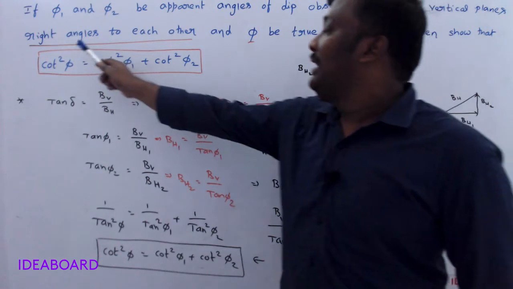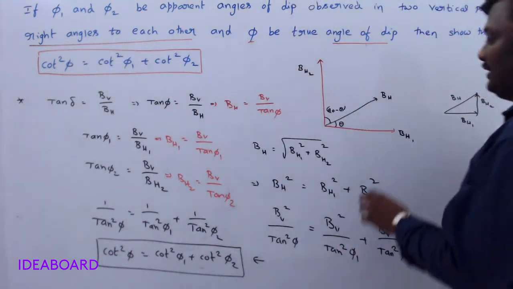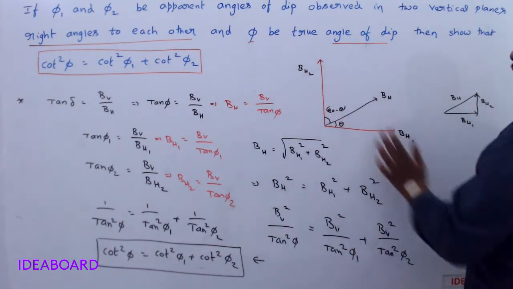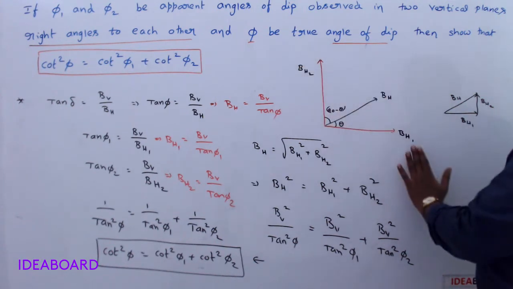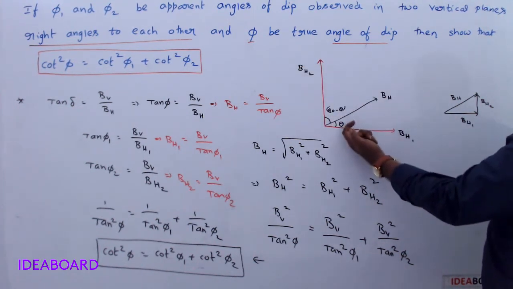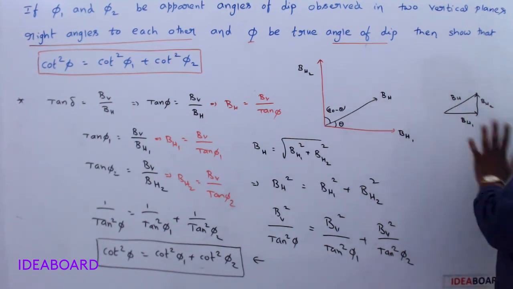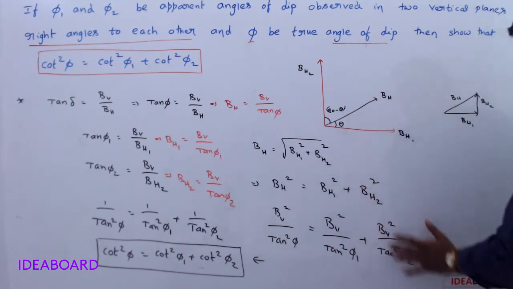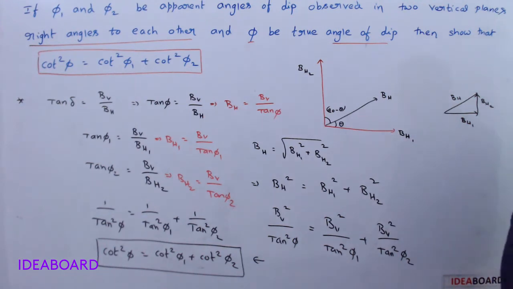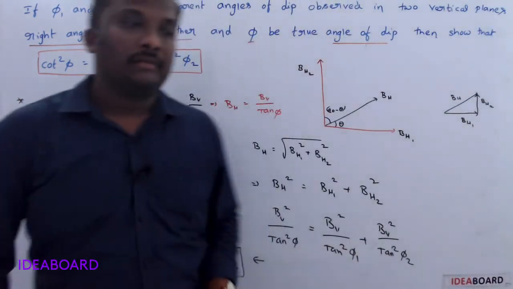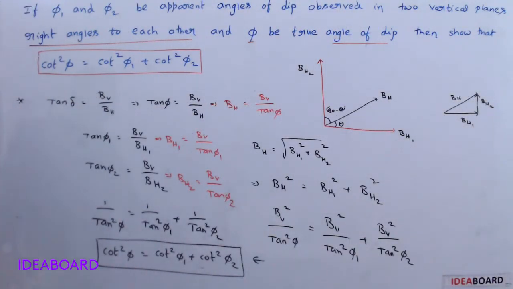And he particularly mentioned they are at right angles to each other. So BH1 and BH2 are at right angles to each other and they make certain angles theta and 90 minus theta with BH. From Pythagoras theorem, we will find the answer. Note it down please.